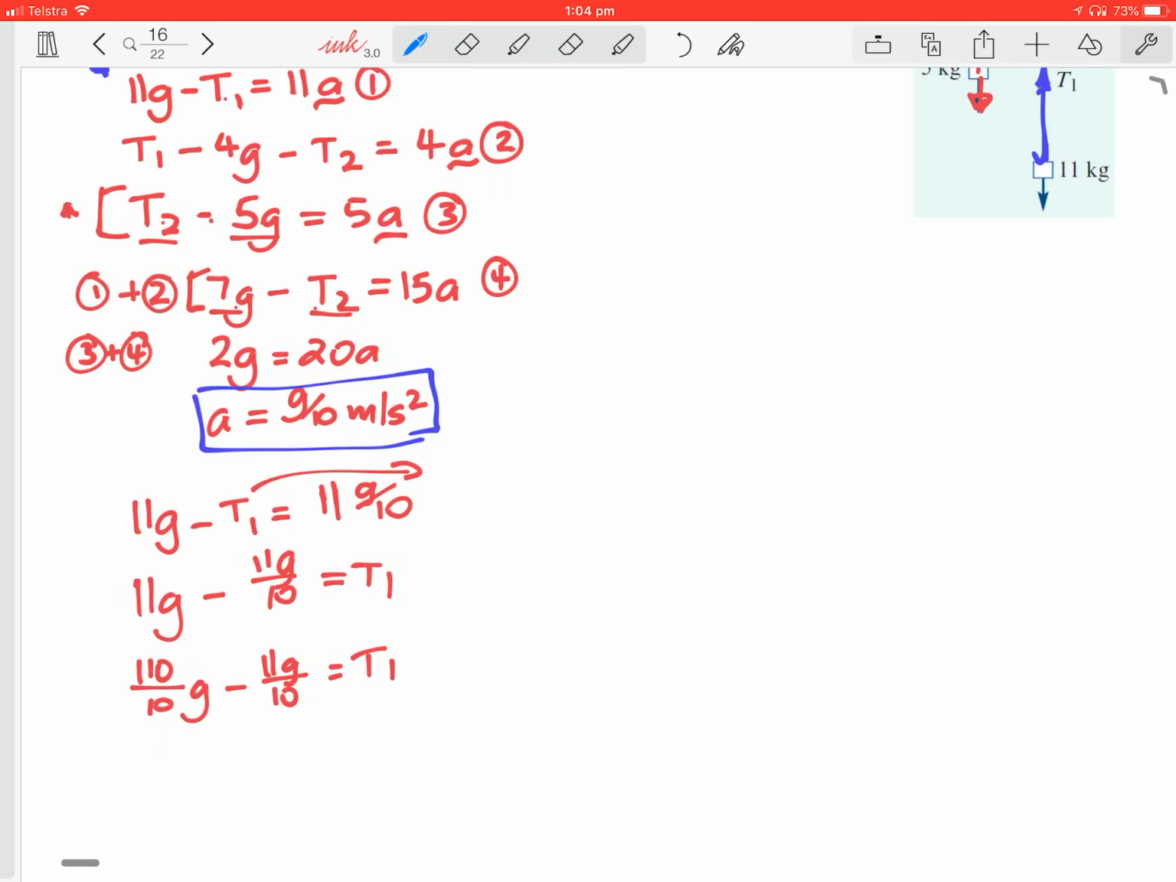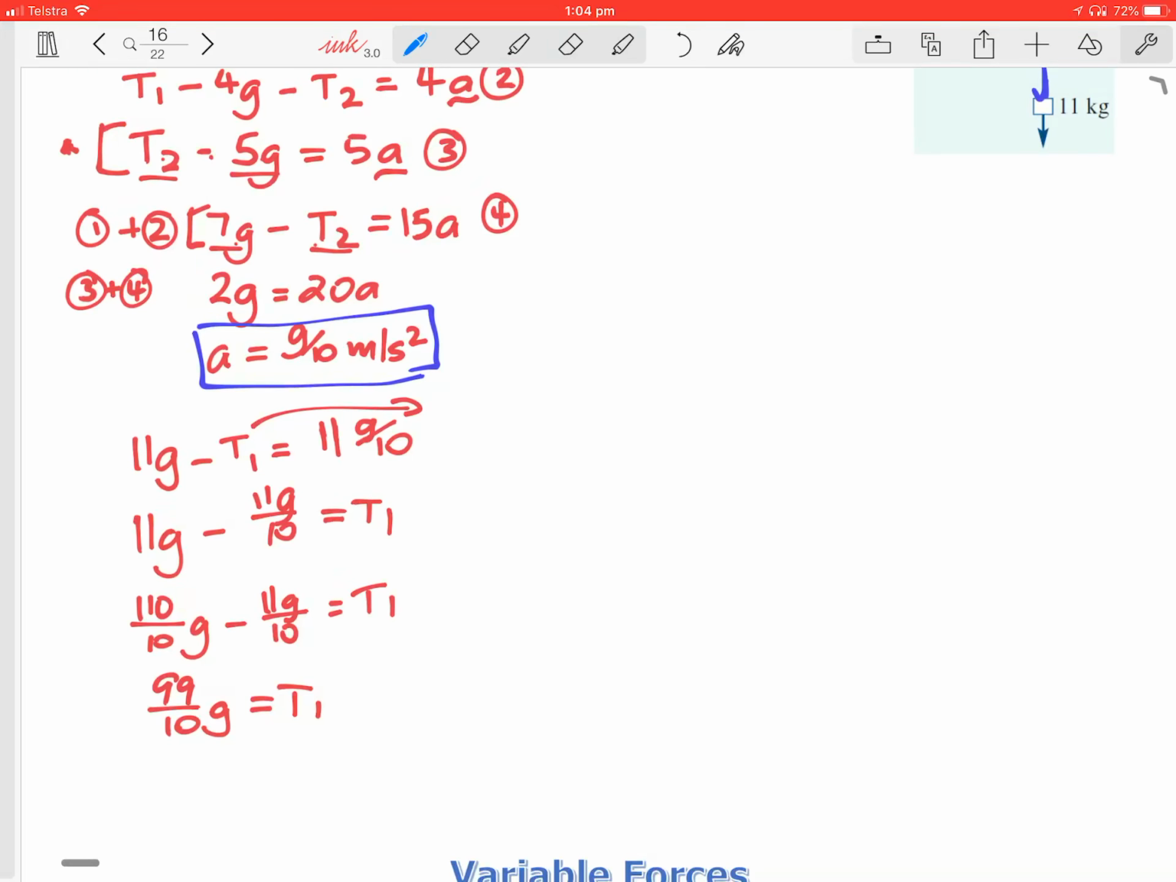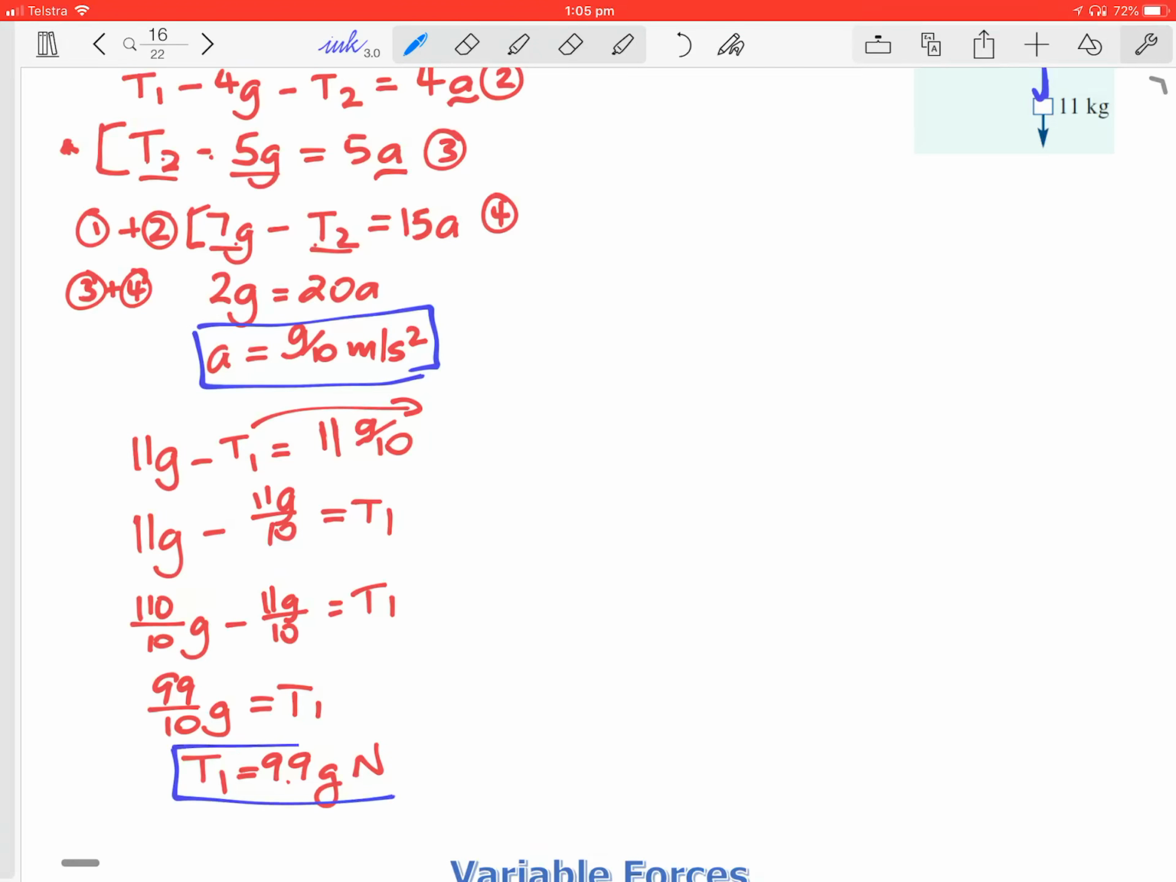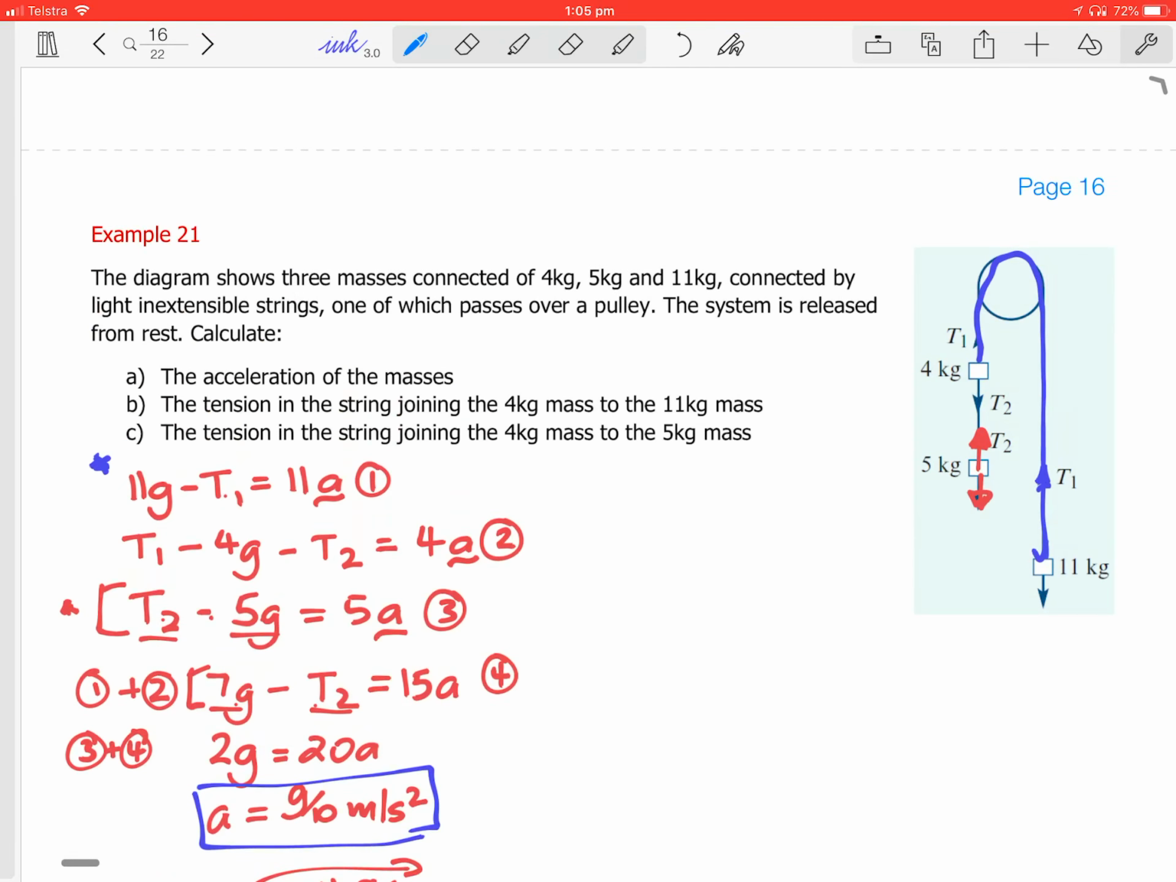So I would think that our tension is going to be 99 on 10G. That's what our T1 is. Or T1 equals 9.9 G newtons. So that's the tension in this one, this string. What did I say? 9.9 G newtons.